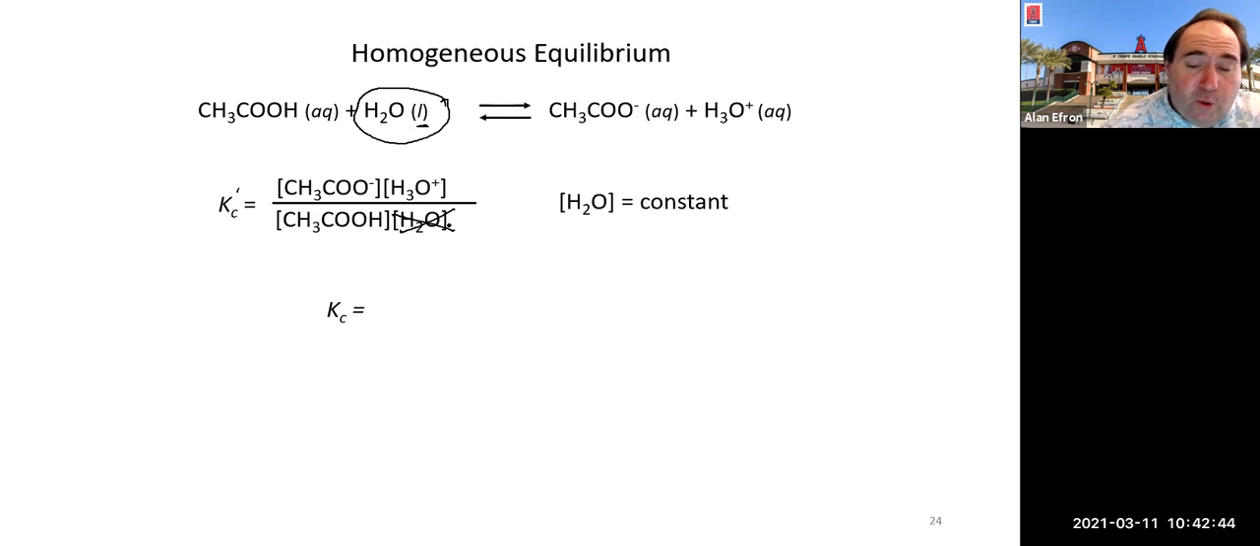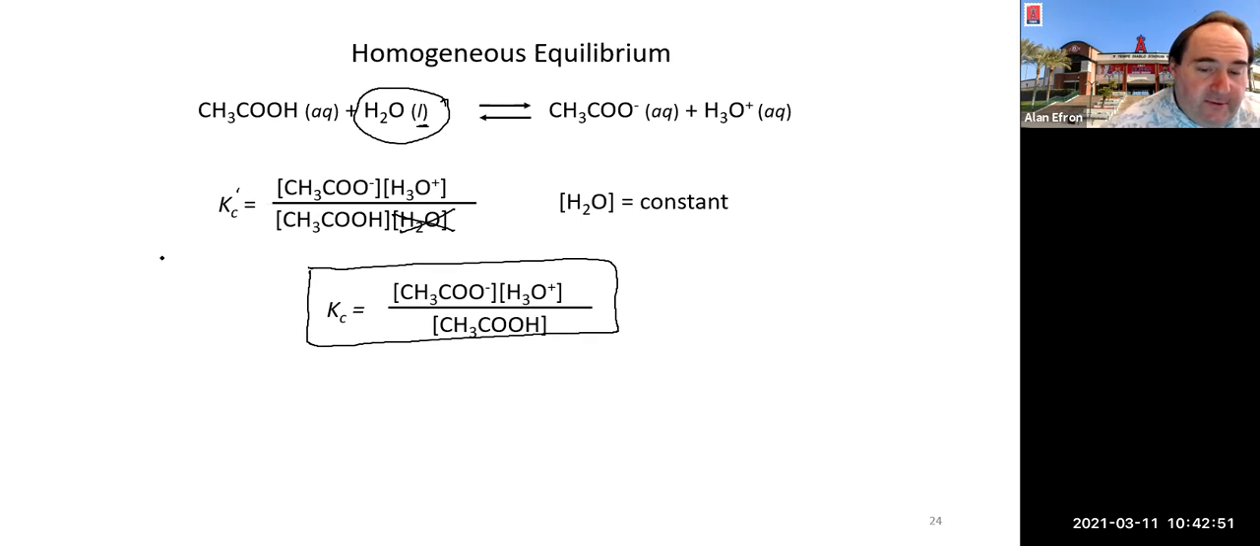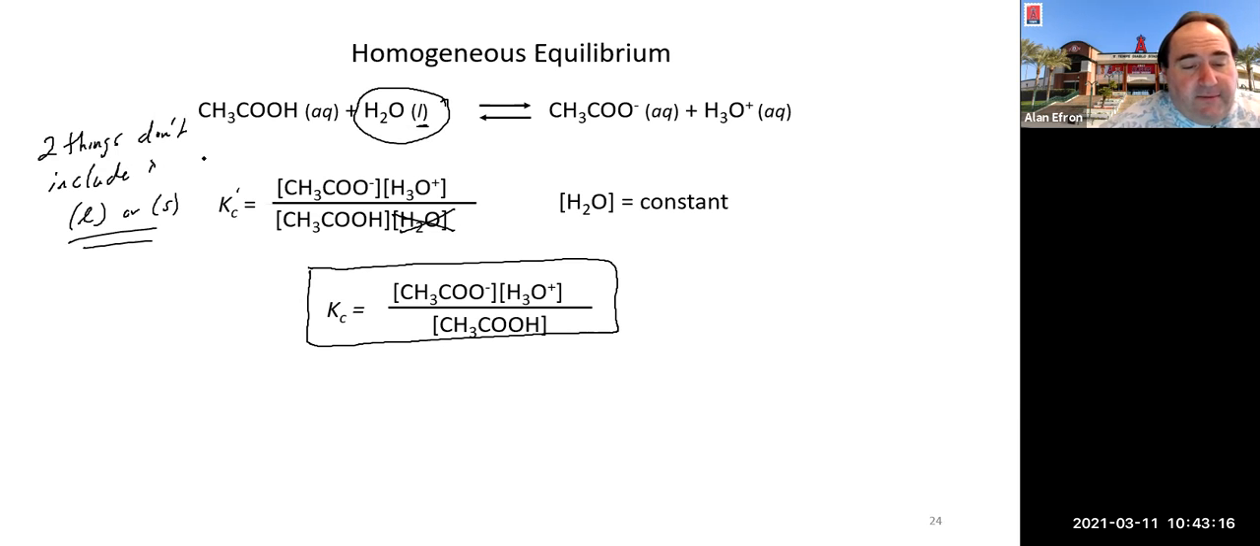And if we were to write the equilibrium expression for this reaction, this one right here would be the correct equilibrium expression. Products over reactants, not including water, which is a pure liquid. As we'll talk about, there's really two things that you don't include: things that are a pure liquid and things that are a solid. So these two things do not get included in the equilibrium expression.